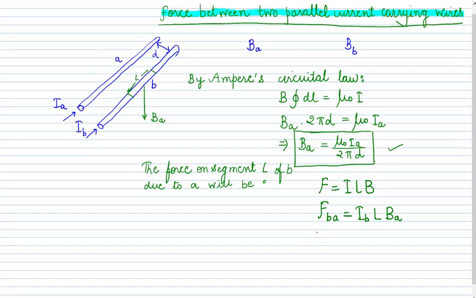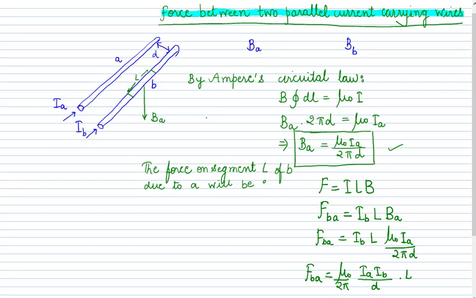Now put the value of BA. So the force on B due to A will be the current flowing in B, times the length of B, times the magnetic field produced by A, which is mu naught IA upon 2 pi D, where D is the distance between the two conductors. So we get the force on conductor B due to A equal to mu naught upon 2 pi. This is how we have calculated the force on conductor B due to the magnetic field of A.